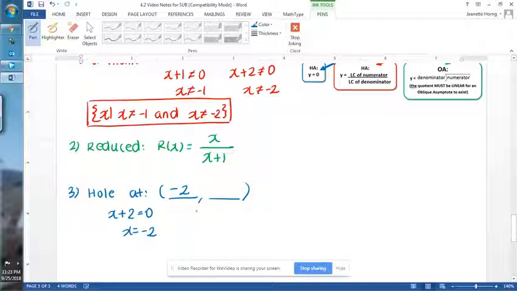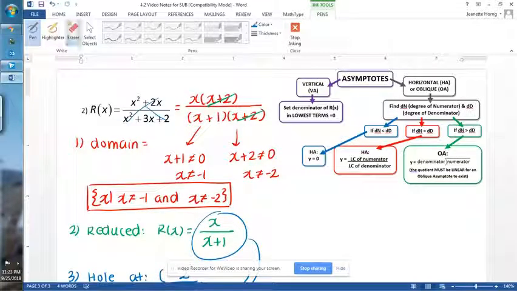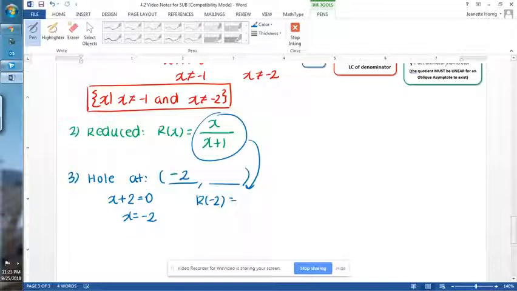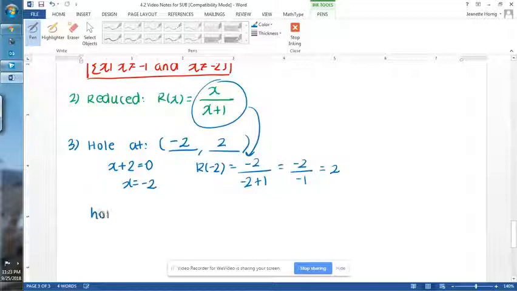If you recall, I'm going to put -2 into the reduced form, not our original one up there, because if you put it into the original one, it's going to give you something in the bottom that you don't want. I didn't mean to really cross this out. I just want you to know we're not going to use the original equation to find the coordinates of the hole. So I'm going to substitute in -2 over -2 plus 1. Looks like I'm going to get 2. So if I go back, my hole is at -2, 2.